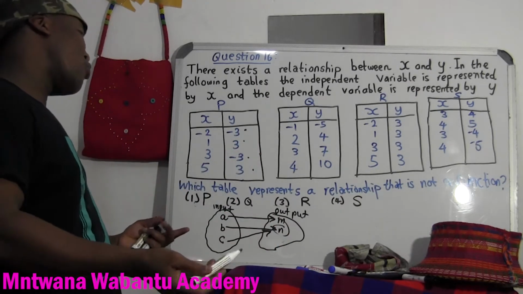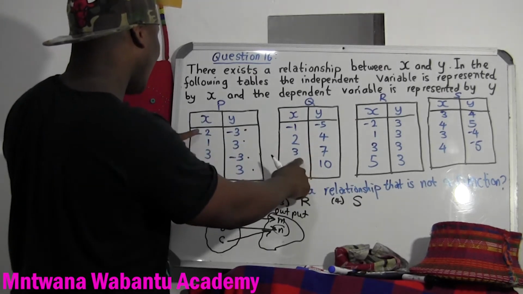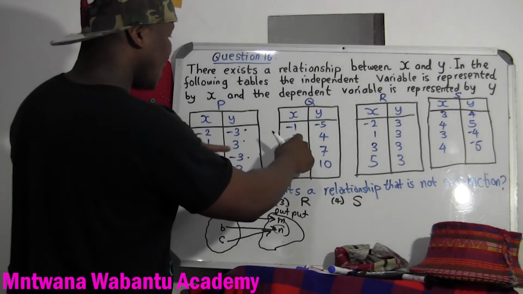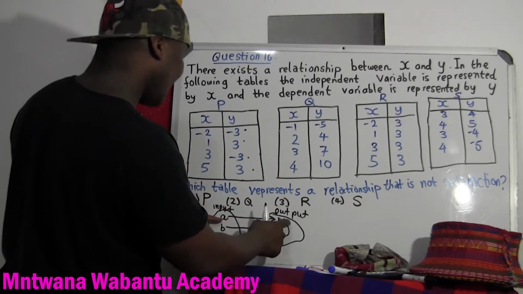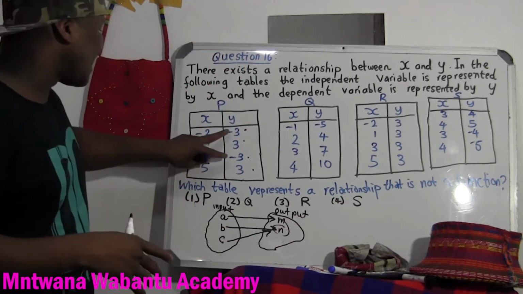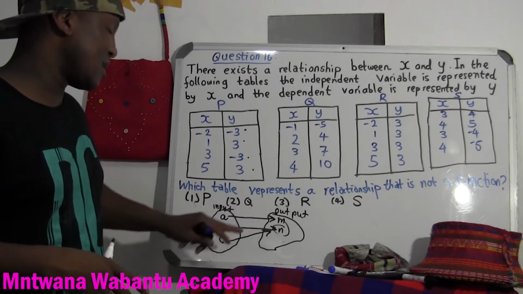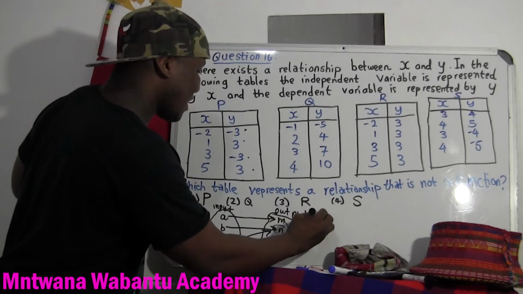But sometimes it could be like here, where all of them are different. You see, these are different things, and A can give us something different. Negative 2 can give us negative 3. Not all the time must you have something similar, like here, A can give us B. So when this type of relationship happens, we say this is a function.